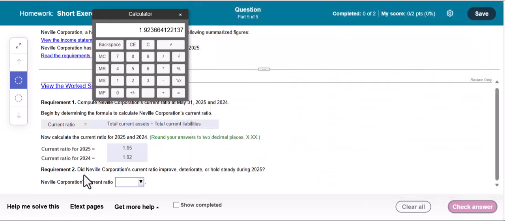Did Neville Corporation's current ratio improve, deteriorate, or hold steady? So since it decreased and we want this number to increase, so we have more current assets than liabilities, this is a deterioration. So Neville Corporation's current ratio deteriorated. So it got worse, but not significantly, because again, both the current liabilities and the current assets both went up by a bit. So let's check that answer. Excellent.